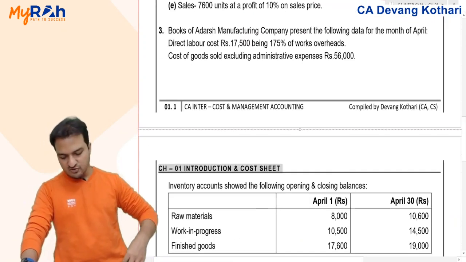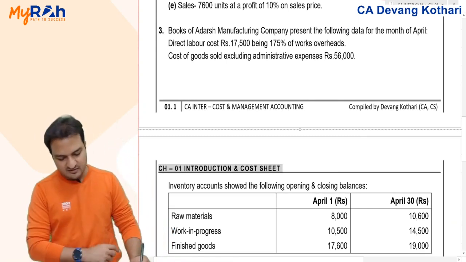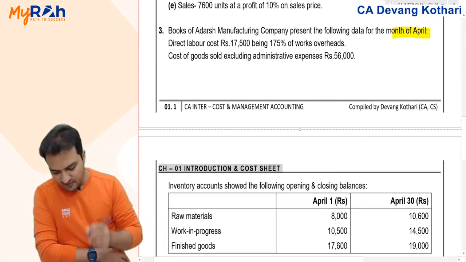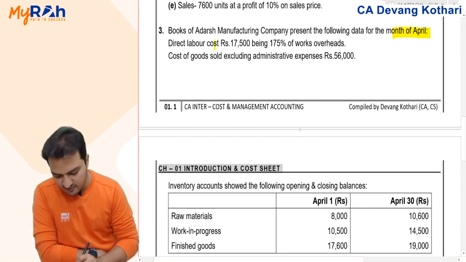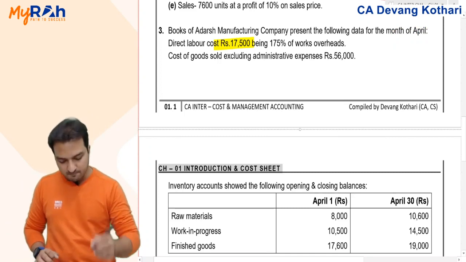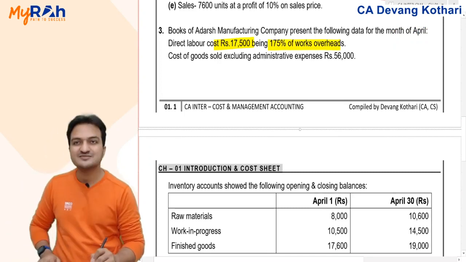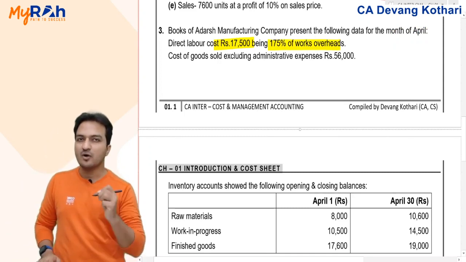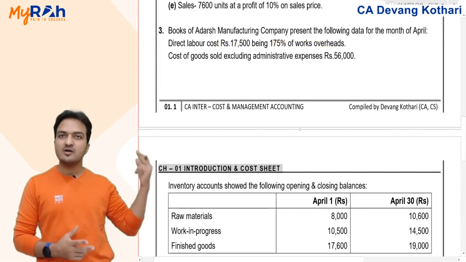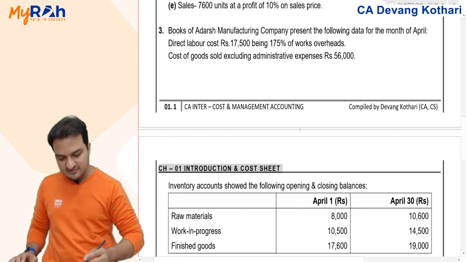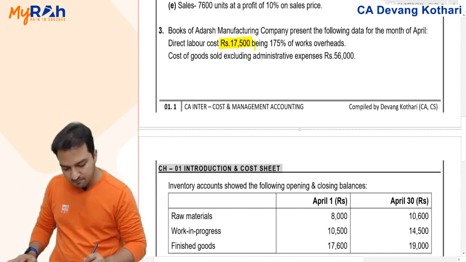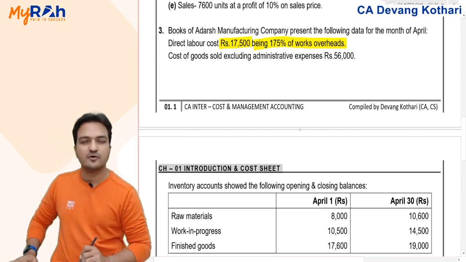Question 3. The books of Adarsh Manufacturing Company present the following data for the month of April. You are given direct labor cost is 17,500. Direct labor is rupees 17,500, being 175% of works overhead. What is works overhead? You remember, works overhead means factory overheads. But what does this sentence mean? This sentence says that direct labor is rupees 17,500, being 175% of works overhead.